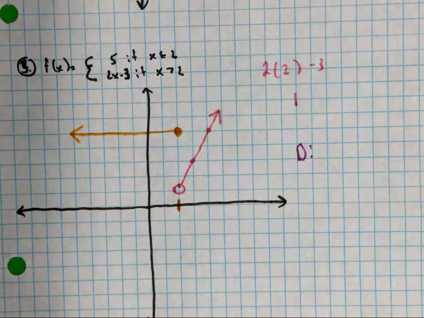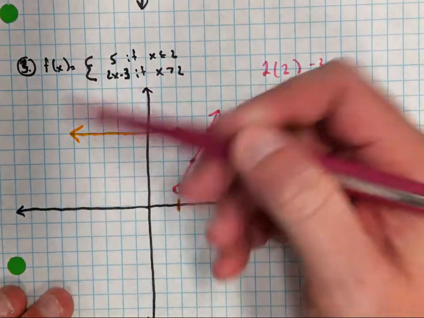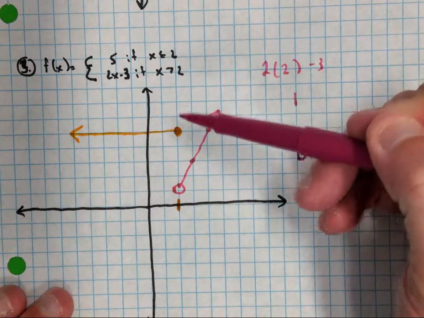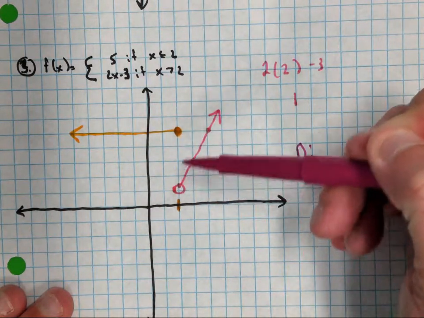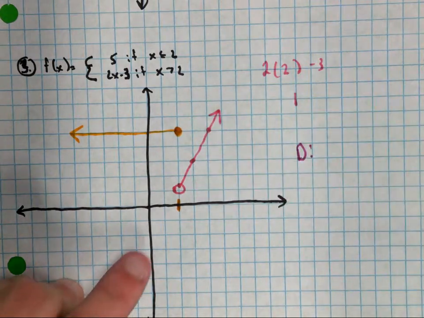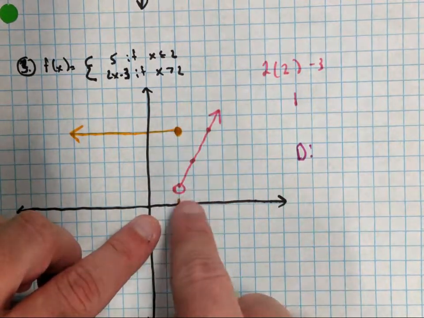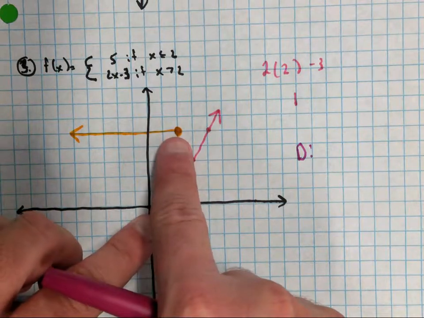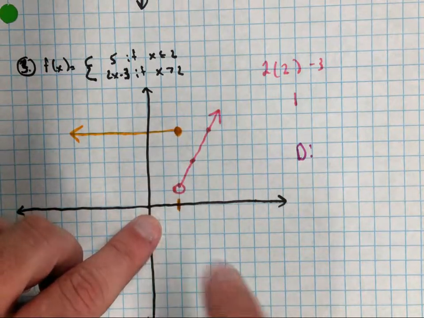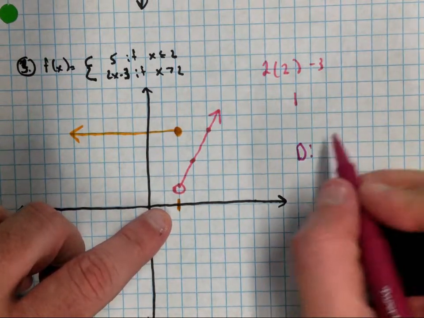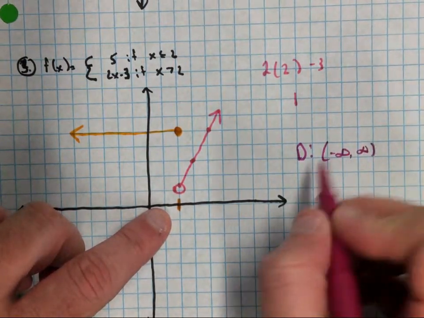Now let's talk about domain. If I start from the left, would I hit the function at some point? Yes. Even if I get here, does this cancel each other out? If I asked you what f of 2 was equal to, would you choose 5 or would you choose 1? Because it's a closed dot, isn't it? Okay? So I keep going. So do I need a break in anything? No. So your domain's all real numbers.